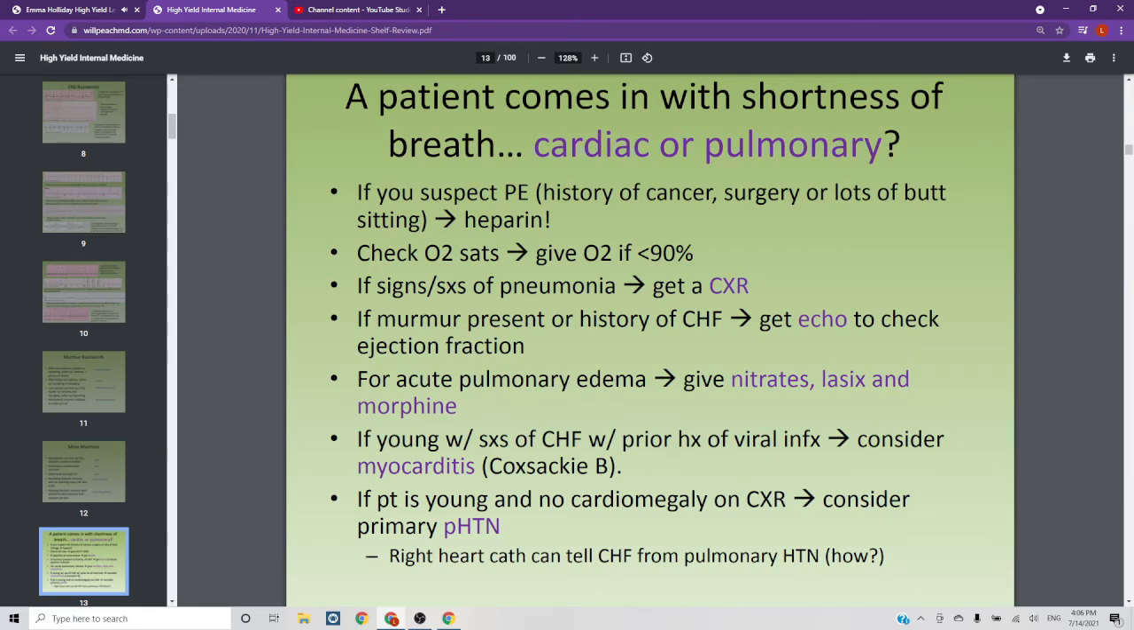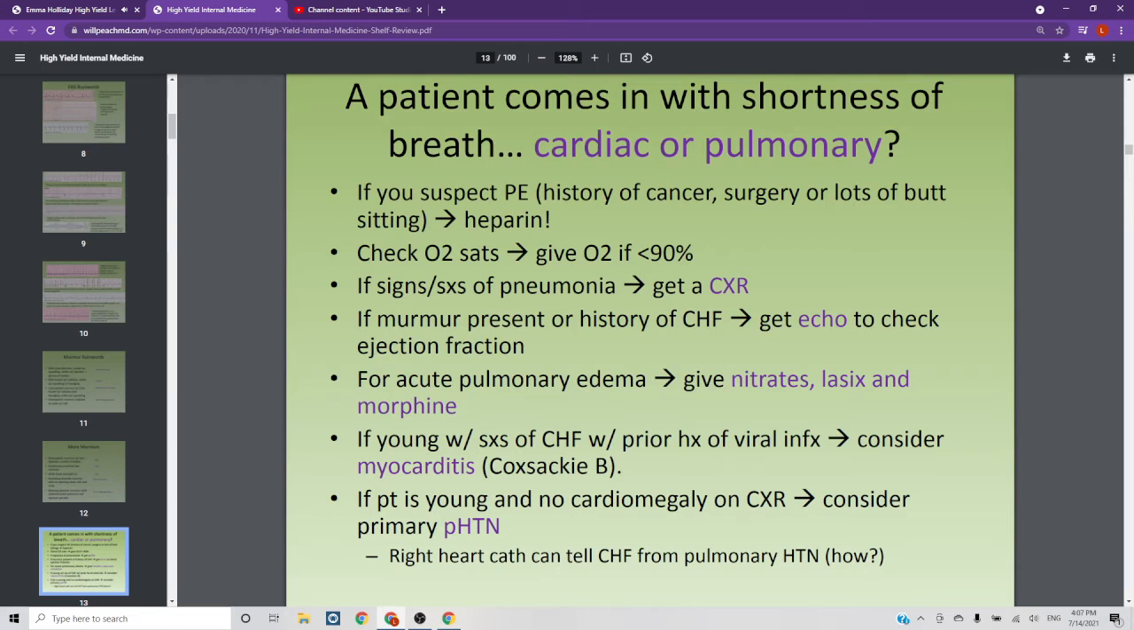Anytime you suspect pneumonia, like if there are those characteristic breath sounds, egophony, all that business, you want to get a chest x-ray. Anytime somebody with congestive heart failure has a murmur, an echo is the right study to get, and compare it to an old echo to see if it's progressing. And for acute pulmonary edema, I got this question a lot in the Q banks. The trifecta of medications are nitrates, Lasix, and morphine.